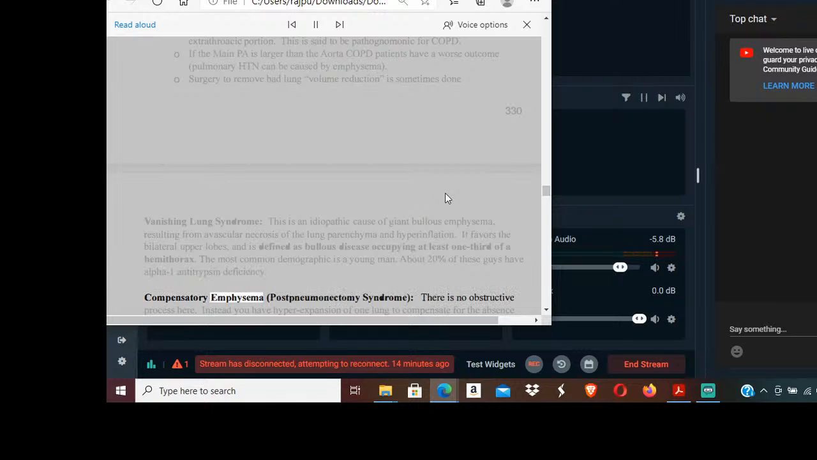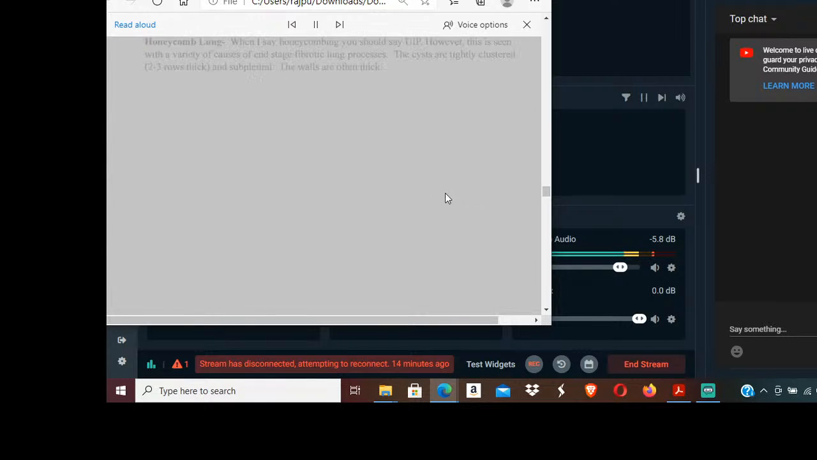Compensatory emphysema, post-pneumonectomy syndrome. There is no obstructive process here. Instead you have hyperexpansion of one lung to compensate for the absence of the other one. Honeycomb lung. When I say honeycombing you should say UIP. However, this is seen with a variety of causes of end-stage fibrotic lung processes. The cysts are tightly clustered, 2 to 3 rows thick, and subpleural. The walls are often thick.